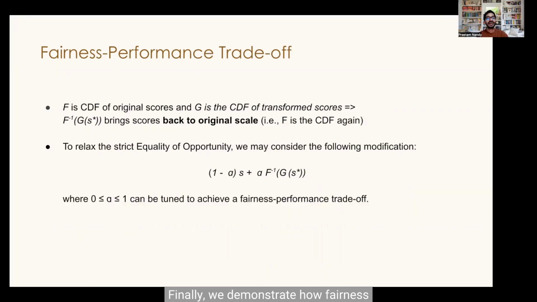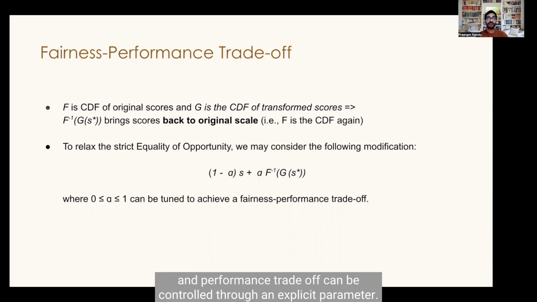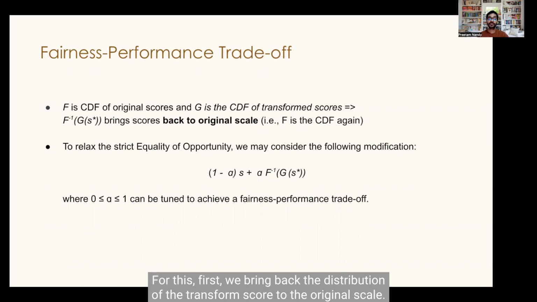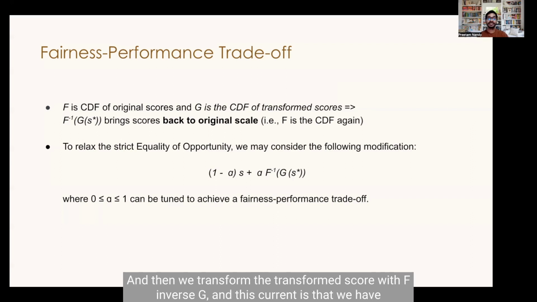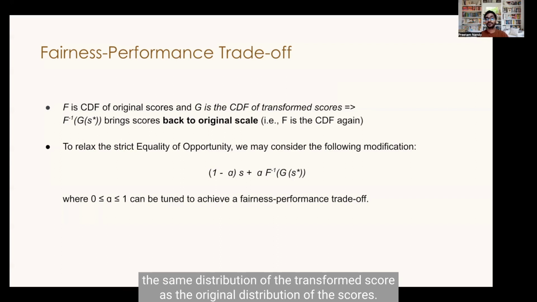Finally, we demonstrate how the fairness and performance trade-off can be controlled through an explicit parameter. For this, first we bring the distribution of the transformed score back to the original scale. To do this, we consider F, the CDF of the original scores, and G, the CDF of the transformed score, and then we transform the transformed score with F inverse G, and this guarantees that the transformed score has the same distribution as the original distribution of the scores.